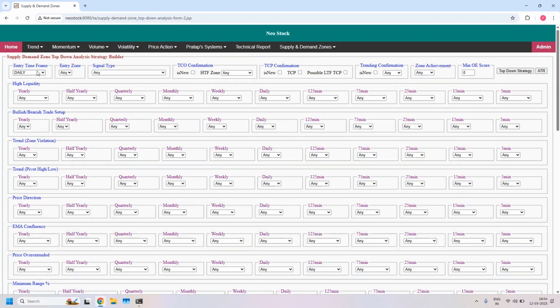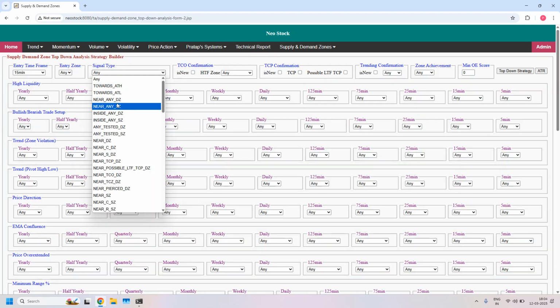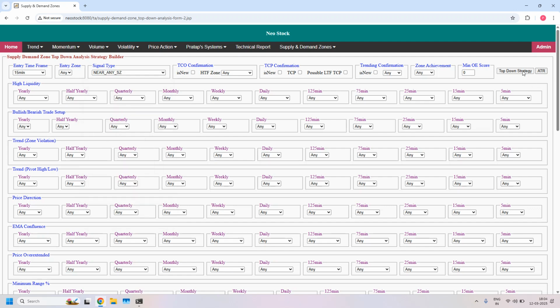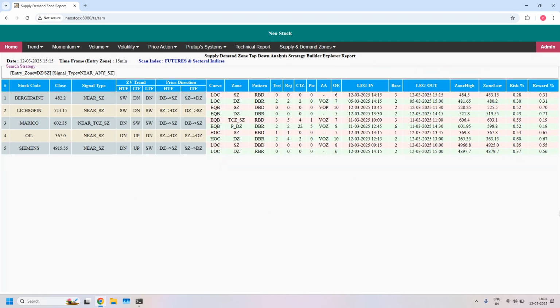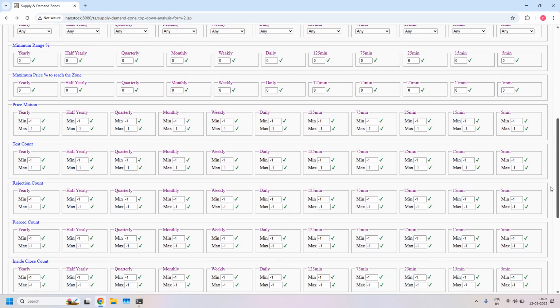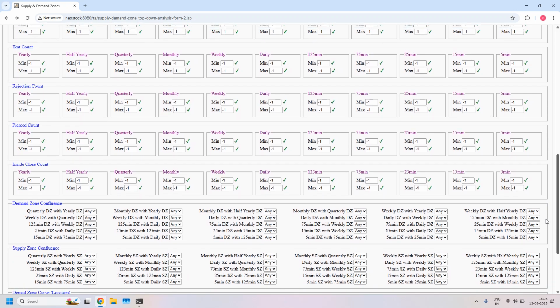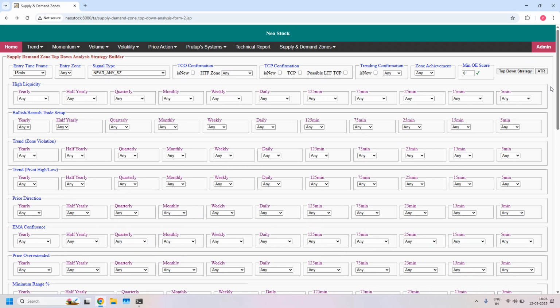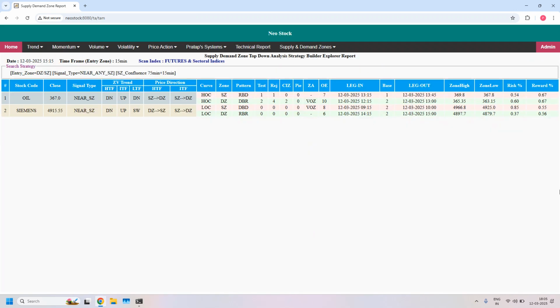Okay, next 15 minutes time frame. Stocks near 15 minutes supply zone. We got 5 stocks. So let's verify how many of these 5 stocks are having ITF supply zone confluence. That is 5 minutes supply zone with 15 minutes supply zone confluence, enabling the filter. So we got 2 stocks. So these two 15 minute supply zones are overlapped with 75 minute supply zone.